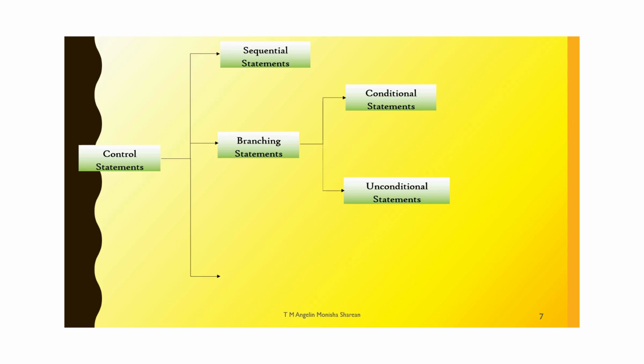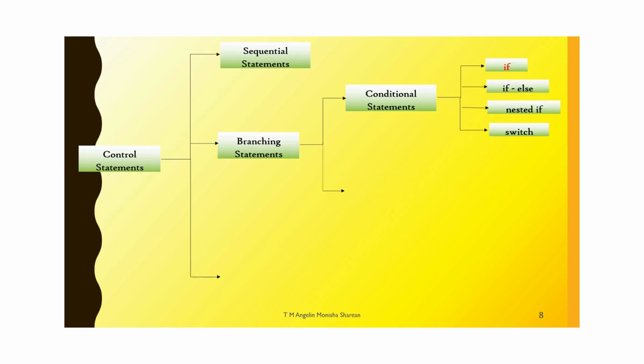Next comes the branching statement. In branching statement, the order of the statement will be varying depending upon a condition, or sometimes there are also unconditional statements which will be varying the direction of flow of the program. Let us see the conditional and unconditional statements with examples.